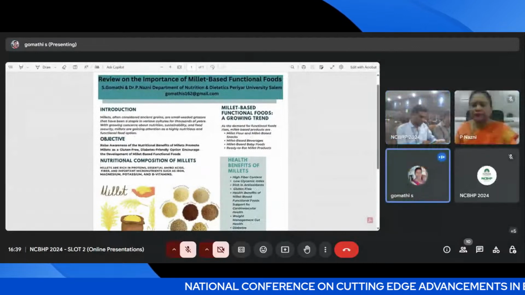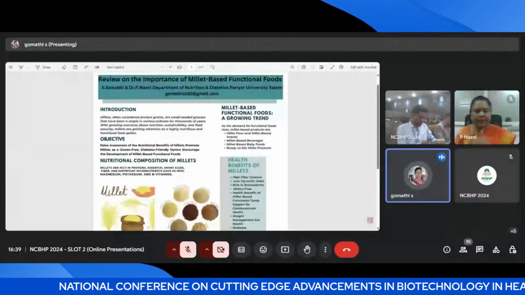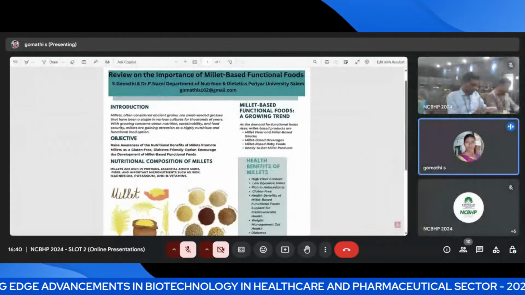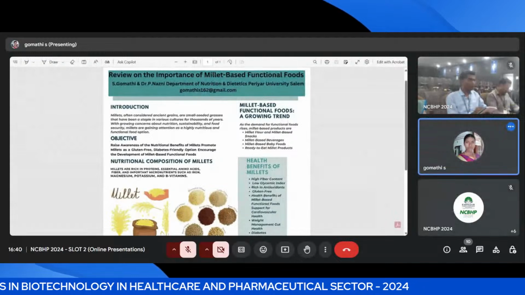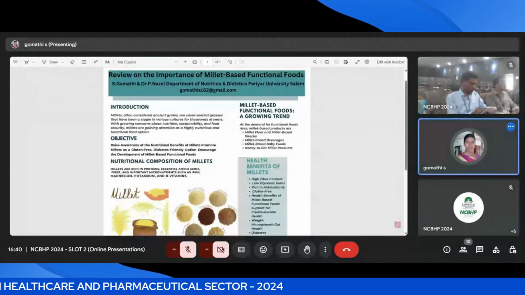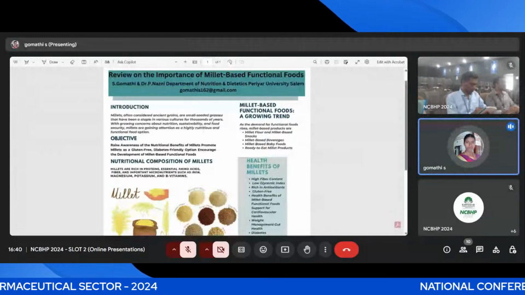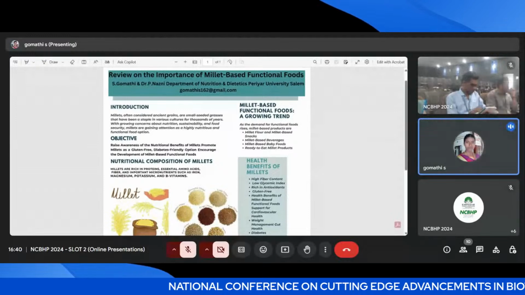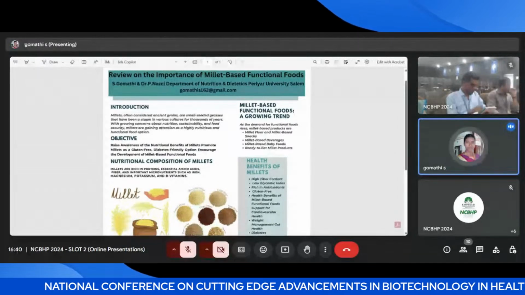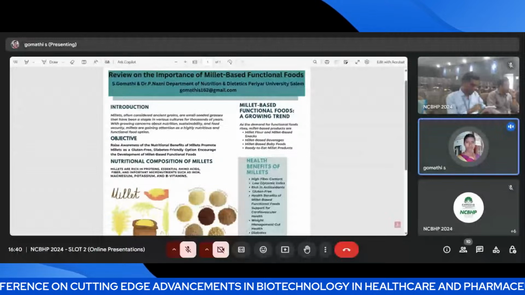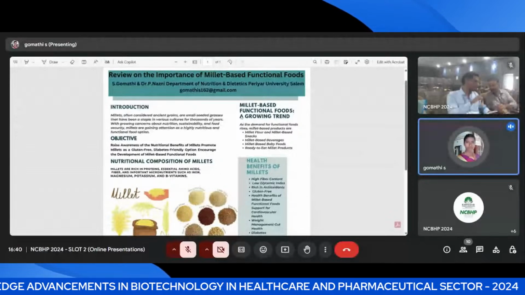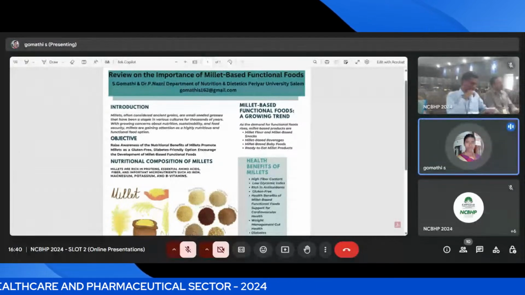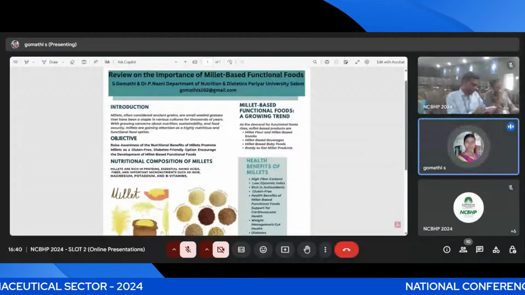Good evening, everyone. I'm Gomathi, Department of Nutrition and Dietetics, Periyar University, Salem. In future, my research will focus on the role of millets in human health. Now I am presenting my review on the importance of millet-based functional foods. Millets are ancient grains or small-seeded grasses that have been a staple in various cultures for thousands of years. My objectives of this review: raise awareness of the nutritional benefits of millets, promote millet as a gluten-free, diabetes-friendly option, and increase the development of millet-based functional foods.